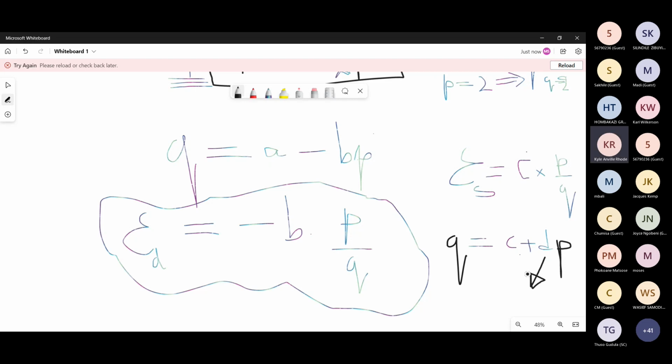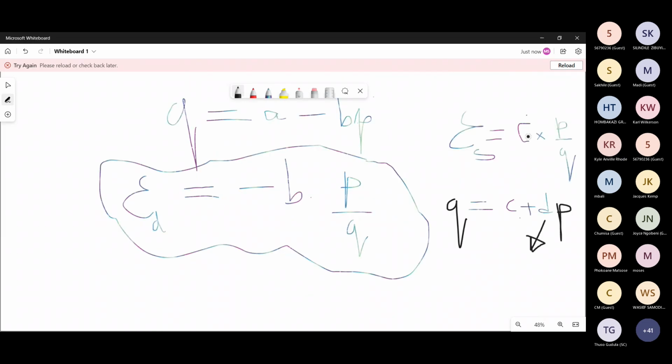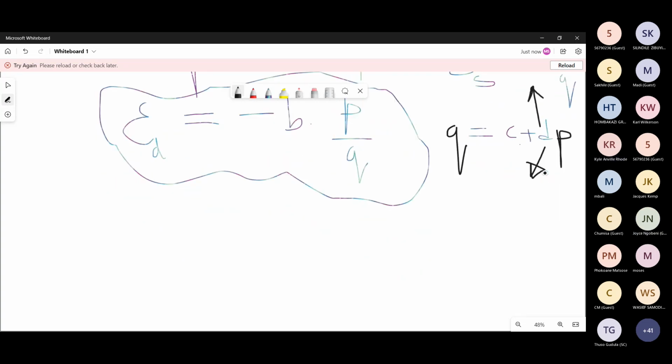Excellent. Then here it will be not C but D, right? It's D. D times P over Q. This number here, right? See the change in the price. Sorry, the change in the supply given the change in the price. Excellent. Very, very elementary. Another concept here that we have is the price elasticity.